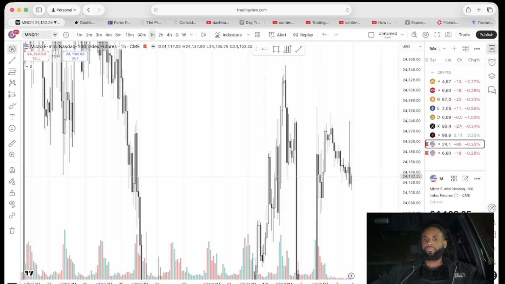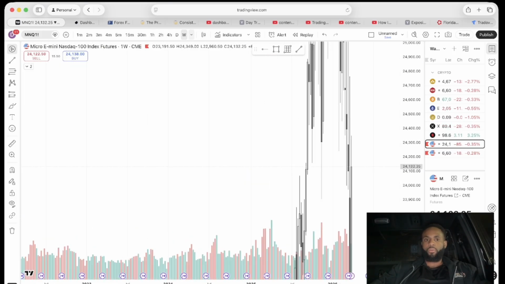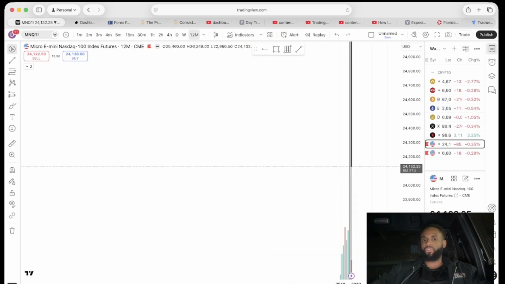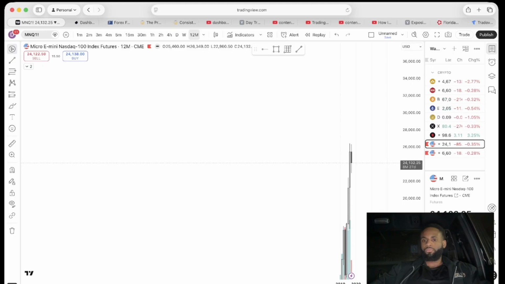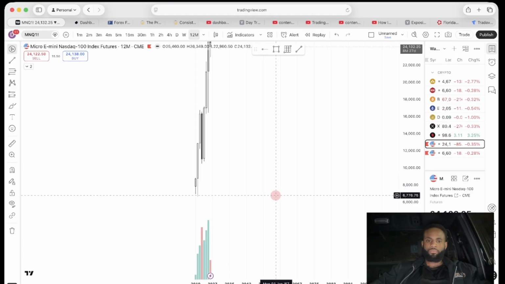1 hour, 2 hours, 4 hours, a day, a week. We can even go to 12 months of price action in one candle. You see, we can go as far as 2019. Each candlestick represents 12 months. And guess what? There's only 4 or 5 candlesticks in total throughout this whole chart. You know why? Because each candlestick represents 12 months of price action.